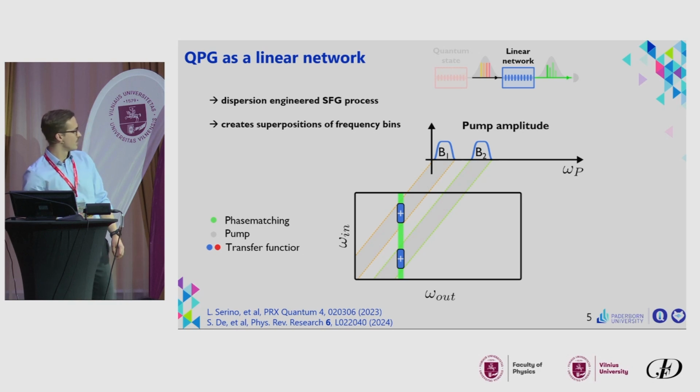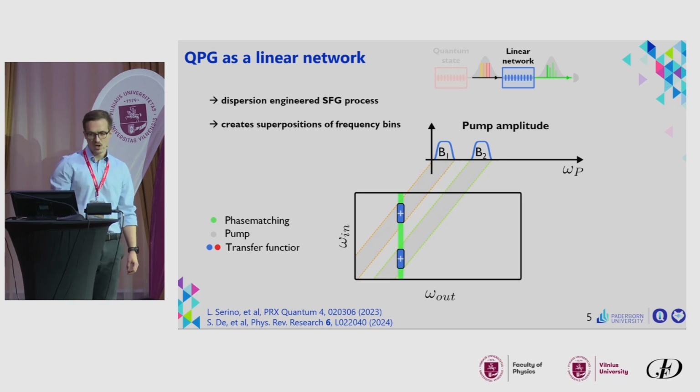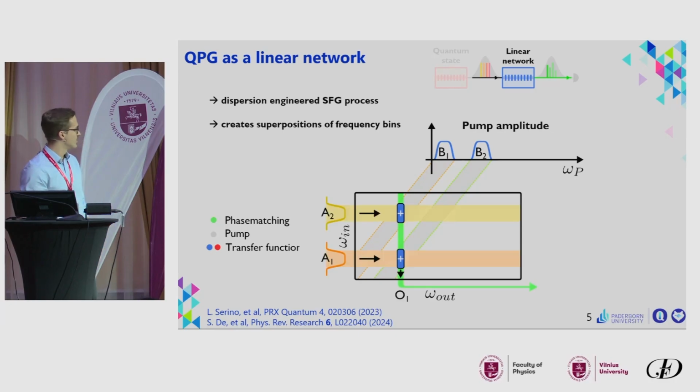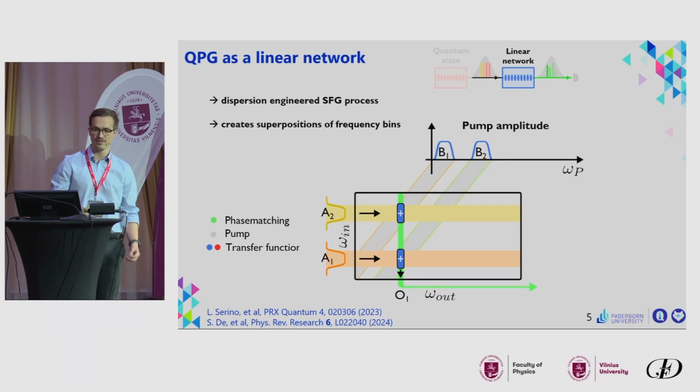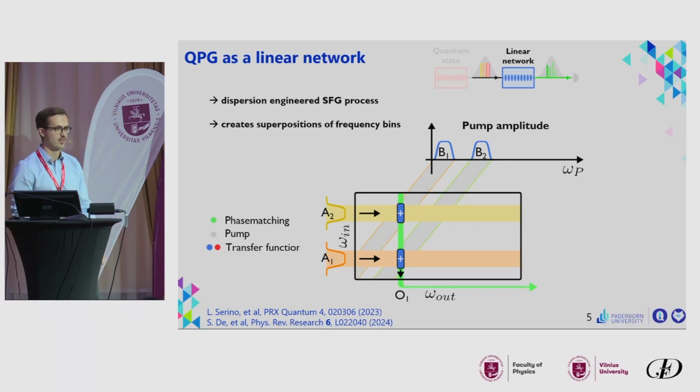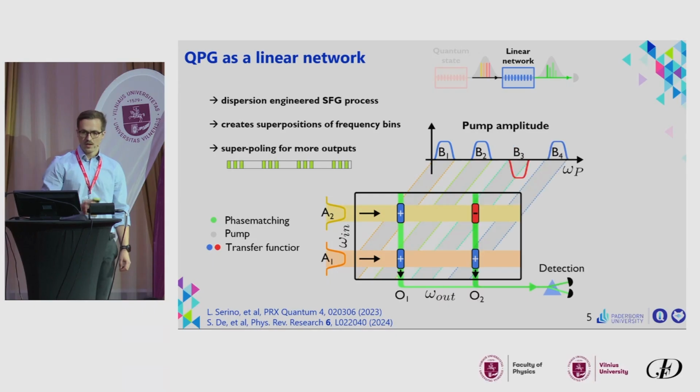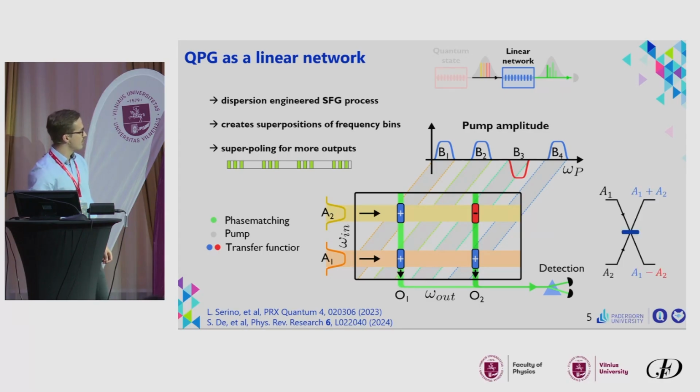As you can see, if we now use a pump which consists of two pump bins, we have two intersection points which select two input frequency bins, but due to the orientation of the phase matching, both are superimposed in the same output channel, and this allows us to have this multipath interference necessary to build linear quantum networks. Now, to get multiple output channels, we employ superpoling strategies in our waveguides to split the phase matching apart to get access to multiple output channels, which we can then individually control with different pump regions. So we can control the amplitude and phases of these intersection points by shaping the pump.